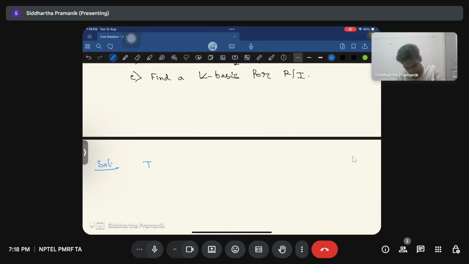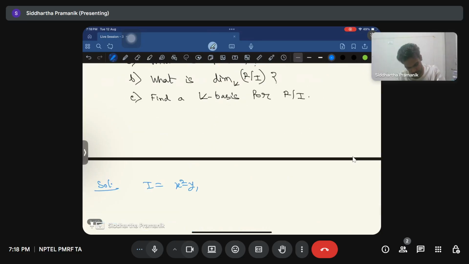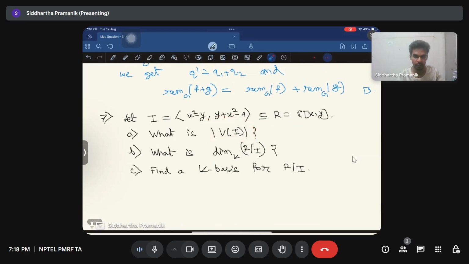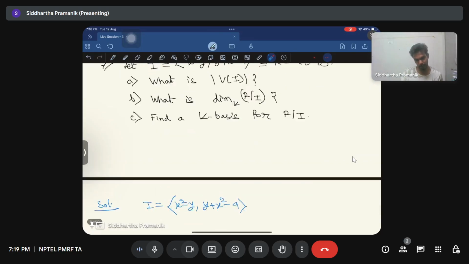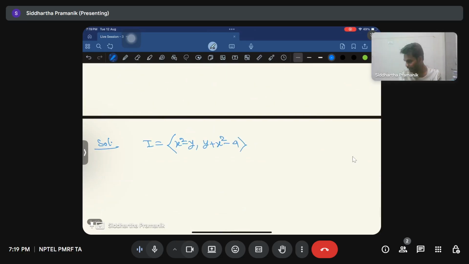So here the ideal is x squared minus y, comma y plus x squared minus 4. So we need to find the variety of I first. Then we can find the cardinality. So to find the variety of I means we need to find the set of all common zeros of these two polynomials. Now first let's write this ideal in a simple way.